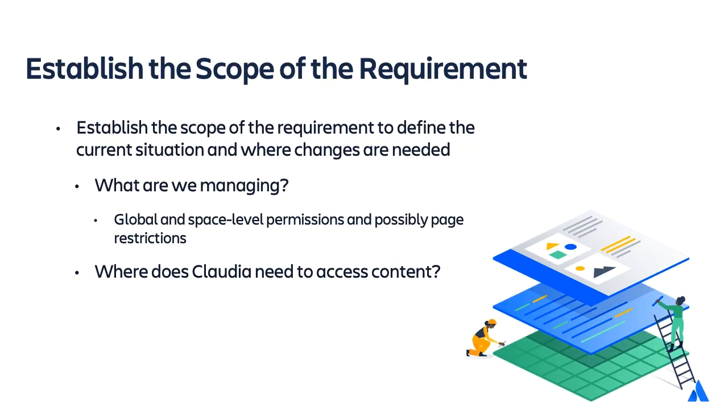Any permission-related configuration or troubleshooting use case needs to be analyzed to understand its full scope. We are managing permissions, so we need to establish which permissions we need to manage. In this case, it is likely to be all three levels: global and space level permissions, and then possibly page level access. Then we need to understand where, in which space, Claudia needs to access content.